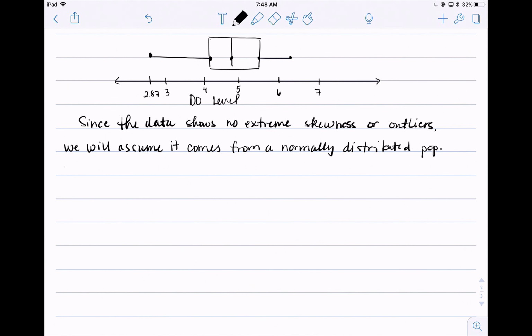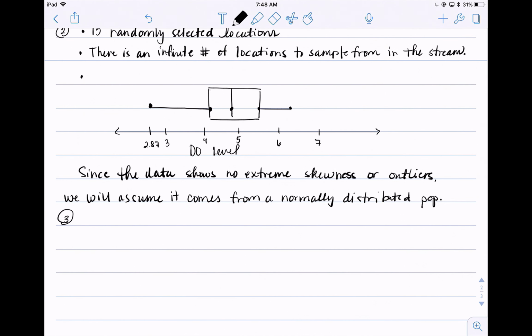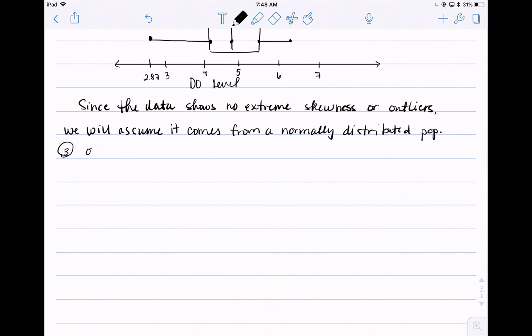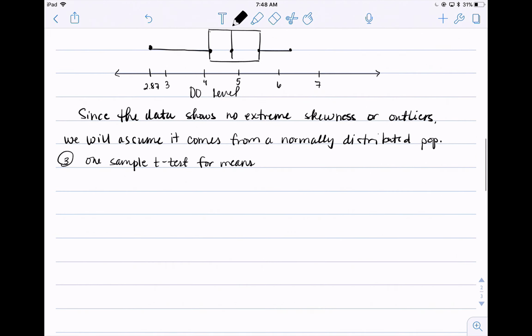All right, so that leads us to the third step. They only collected one sample of 15, right? The sample size was 15. They only did this one, so this is called a one sample test. Since we're working with means and have no population standard deviation, this is going to be a t-test. One sample t-test for means.